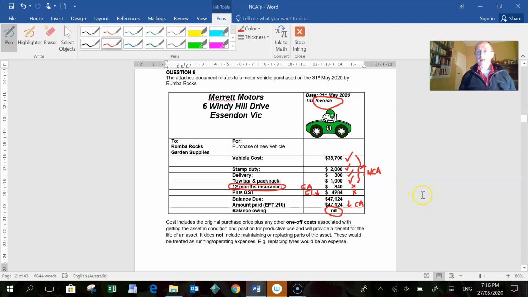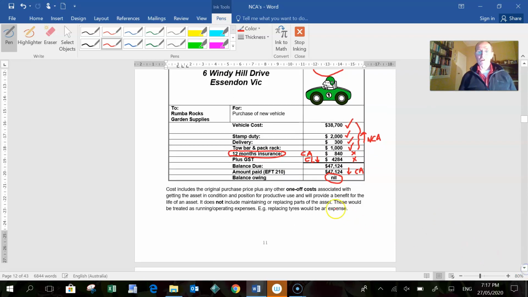Non-current asset is the items that we can identify relate to getting the asset into position and condition ready for productive use. Any 12-month payments, so a service contract or insurance, these are current assets. We've got the economic benefit, but it's only for a 12-month period. And the GST is always going to the GST clearing account.